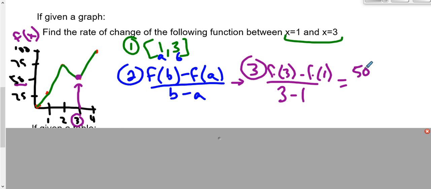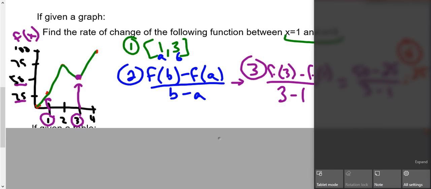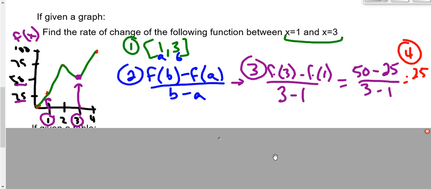And the same thing's going to happen when I plug in f of 1. If I go to 1, in order to find what f of 1 is, I need to go up until I meet my graph. And I'm going to go up a total of 25 units. So my f of 1 is going to be the number 25. And then on the bottom, we have 3 minus 1. And we need to simplify this to get our answer. So our answer is going to be 50 minus 25, which is 25, over 3 minus 1, which is 2. So our final solution is going to be 25 over 2.